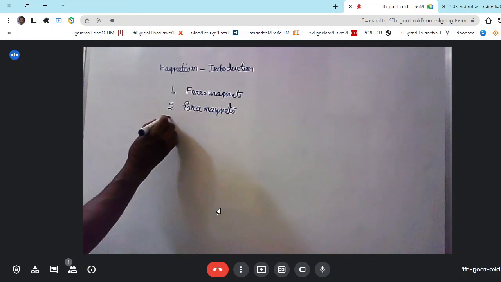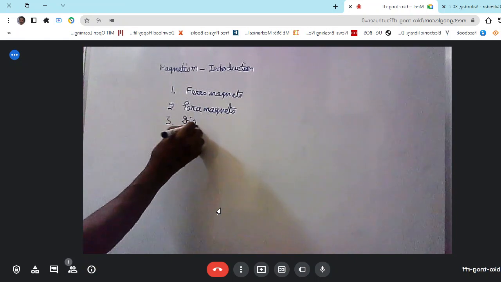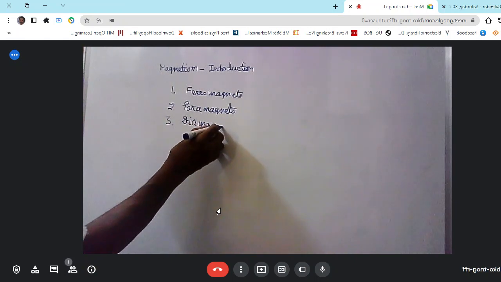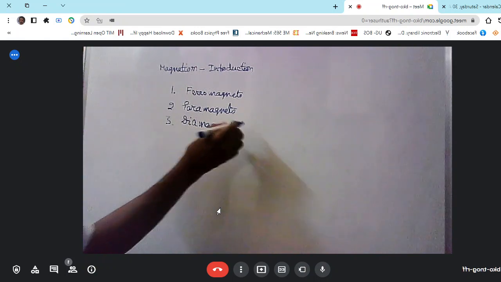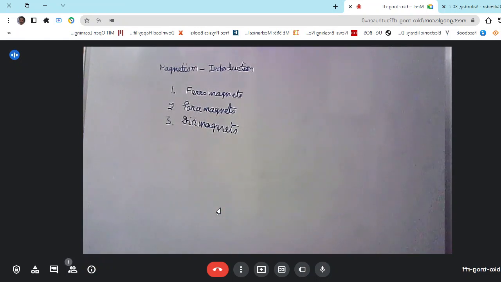Now let us move over to our third type, the diamagnet. These diamagnets are also very feeble magnets, but the difference between a paramagnetic substance and a diamagnetic substance is this: in a magnetic field, a paramagnet is aligned along the direction of the magnetic field, and a diamagnet always aligns itself perpendicular to the magnetic field. That is the basic difference between paramagnets and diamagnets.